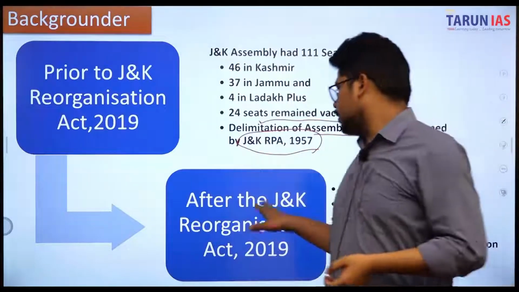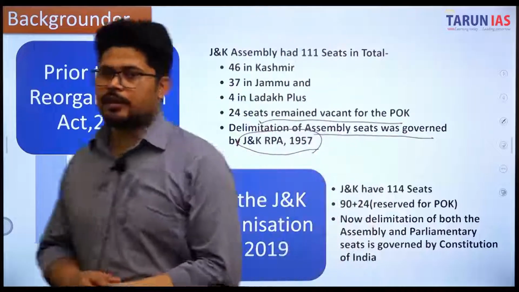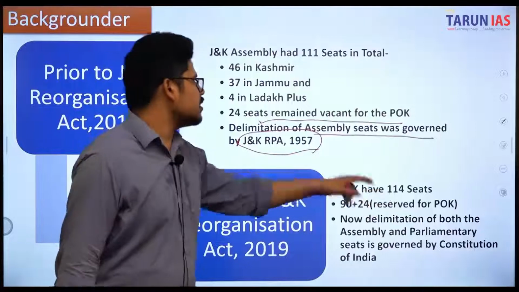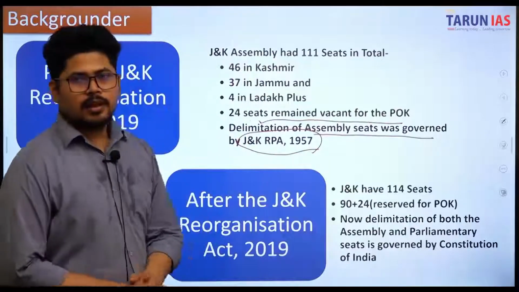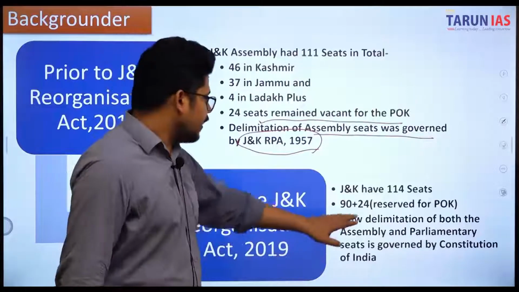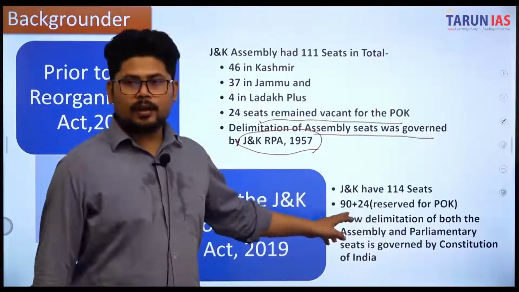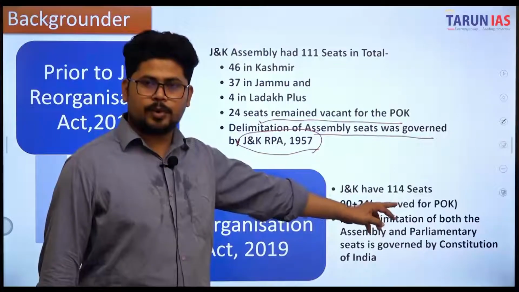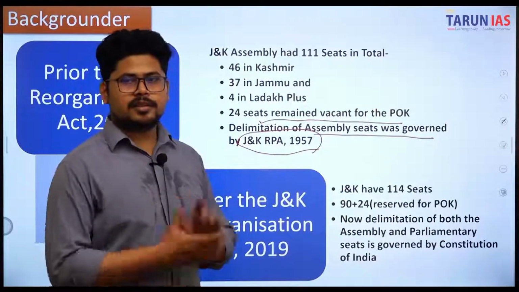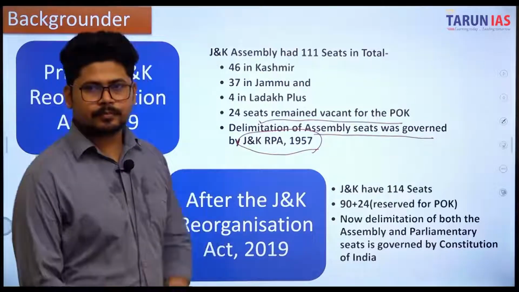But after the J&K Reorganization Act 2019, what happened was J&K will have 114 seats, पहले 111 seats थी. Now J&K is separate from Ladakh. 90 plus 24. Again, now 24 seats will still be reserved for POK, but there will be 90 seats in total.